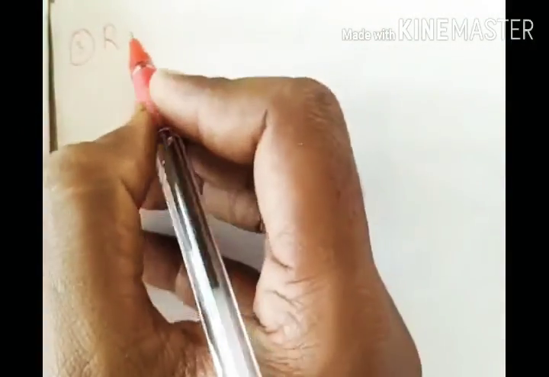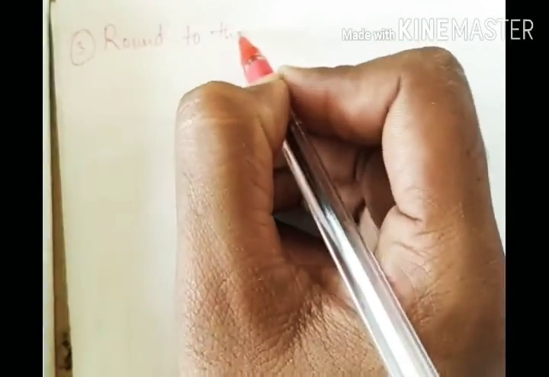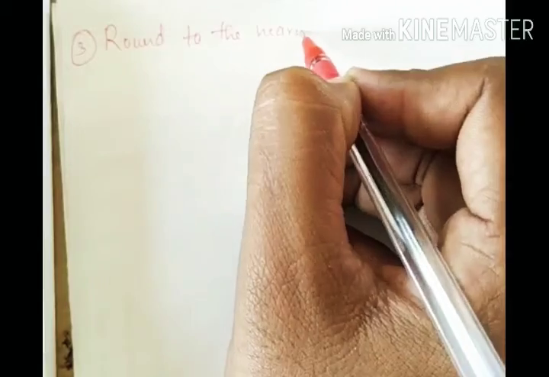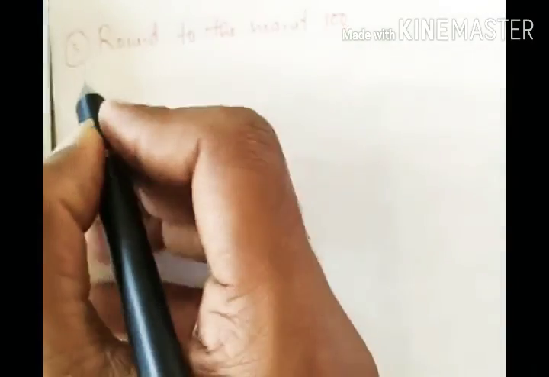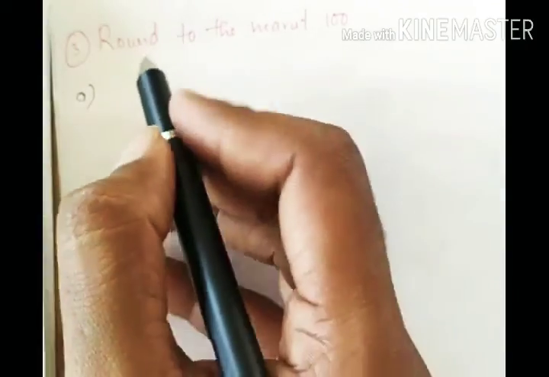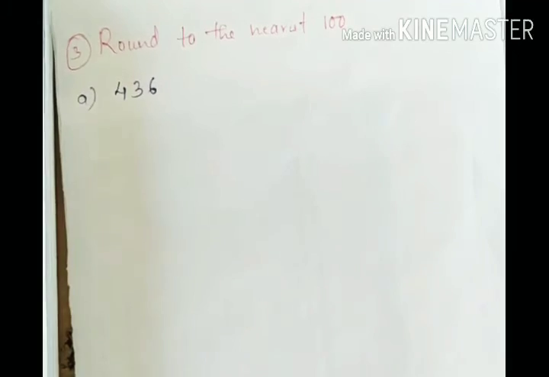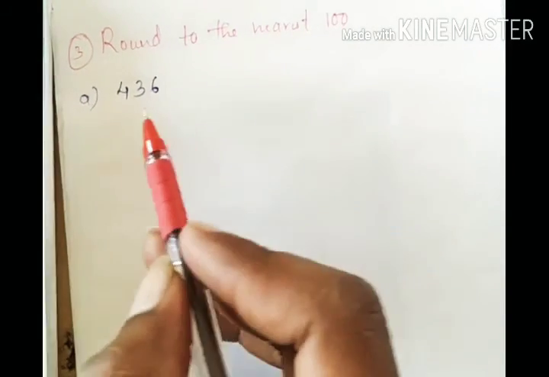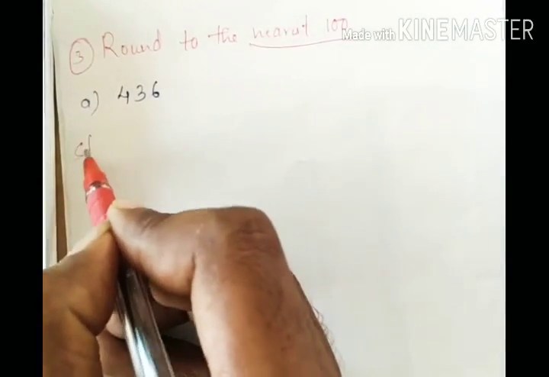And now this is the third question. Round to the nearest 100. In the first question they have given 436. They have given 436. So we have to find the nearest 100 of the given number. So the same steps we are following.